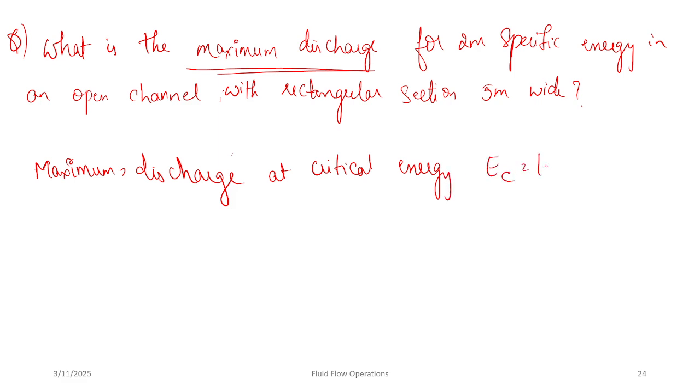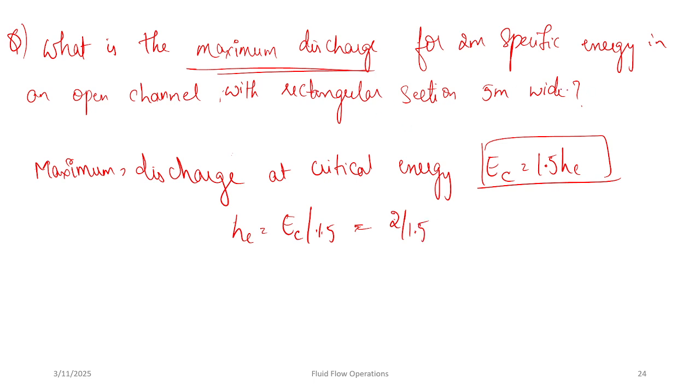So EC is equal to 1.5 times HC. This also we just derived. EC will be 1.5 times HC. Okay. So HC will be EC by 1.5. So that will be 2 by 1.5. Okay. Because 2 is already given, right? 2 is the specific energy when discharge is maximum. So if you simplify this, it will be 1.33 meters.